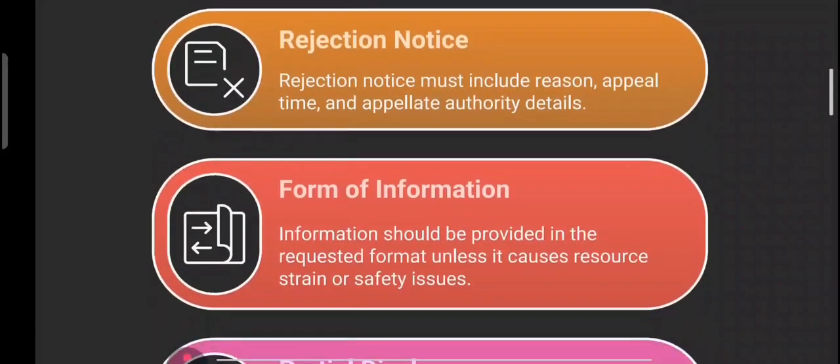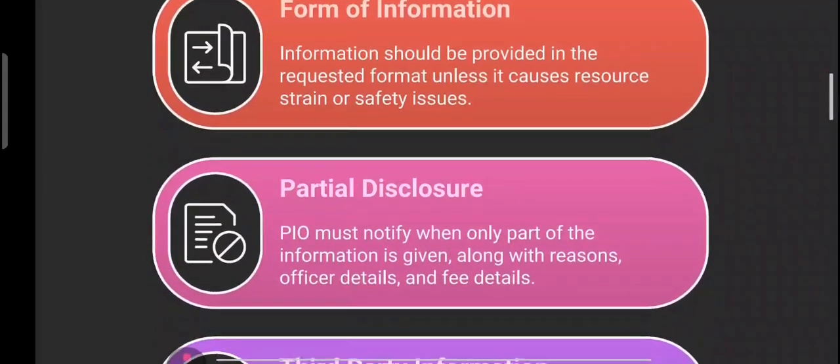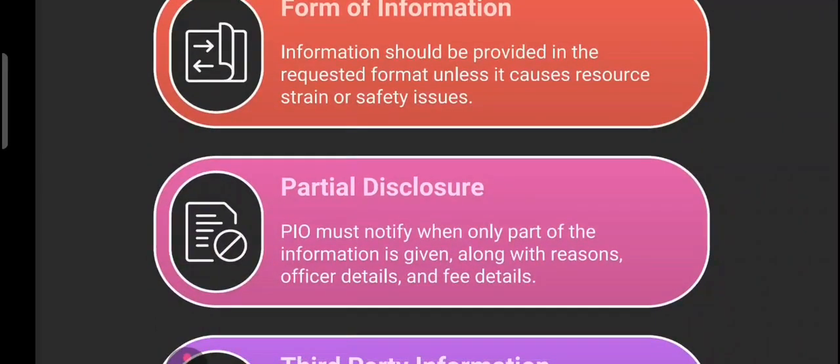Now the form of information: that information should be shared in the format you asked for, unless it is too difficult or a safety issue. If it is too difficult or it is a safety issue, then it cannot be, but otherwise the information should be shared in the format that you asked for. Then partial disclosure: if only part of the information is shared, you will get an explanation, the officer detail, and the cost involved, right? So that is called partial disclosure.